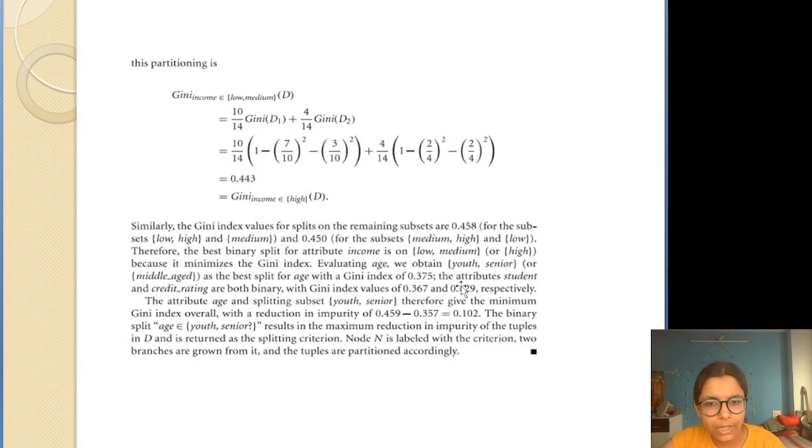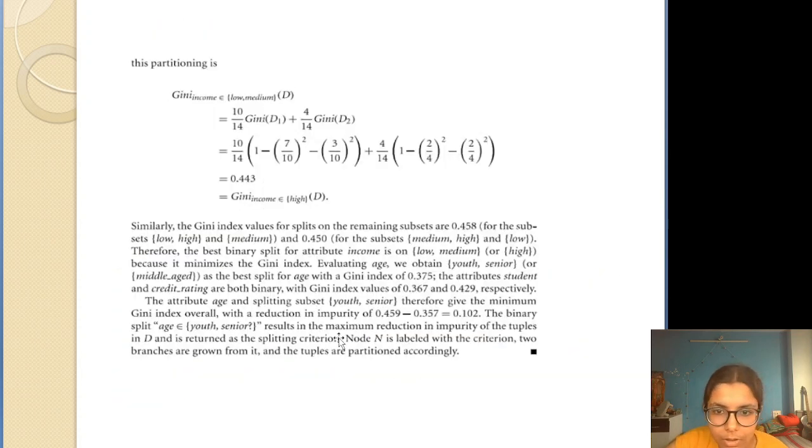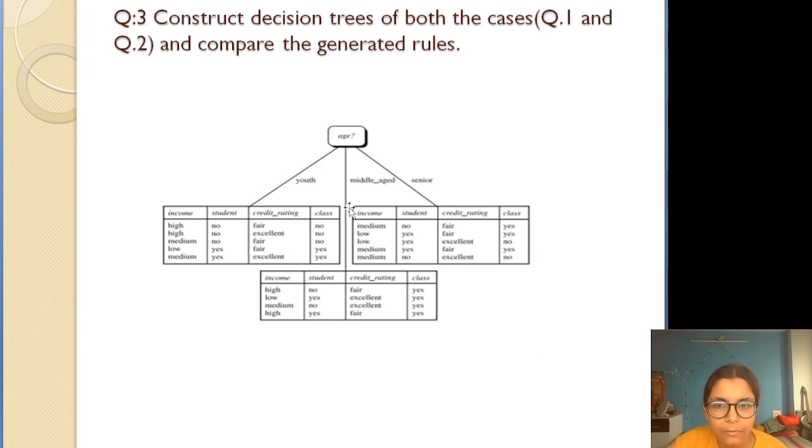Okay, evaluating age, we obtained youth, senior, and middle age. So for every one of them, we would take out every attribute that we have taken in this data set. And from this we could conclude that the age attribute has been the splitting node, as it has the minimum Gini index, so it would be taken as the splitting attribute. Next, the question was to construct the decision tree for both cases.